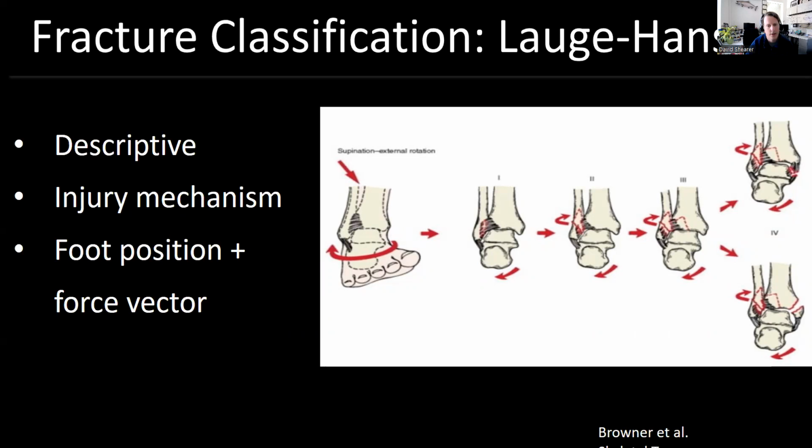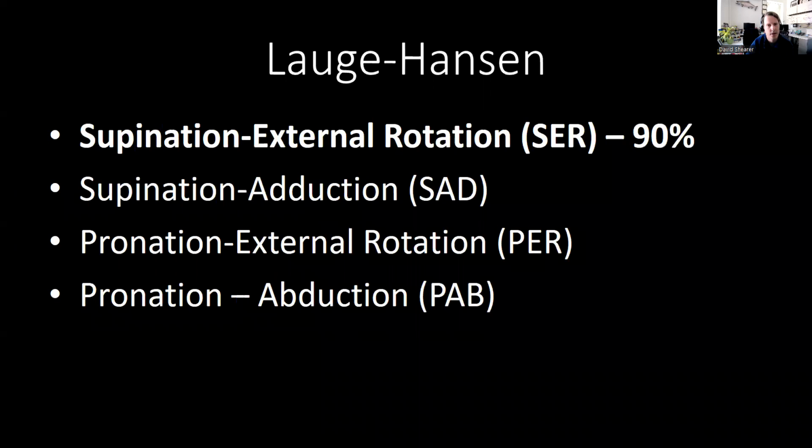The idea behind the Lauge-Hansen classification, the way it was derived, was using cadavers, and the cadaver's foot was placed in a position, either supination or pronation, and then a force was applied, which could be external rotation, abduction, or adduction, and this led to reproducible fracture patterns. The four Lauge-Hansen classifications are shown here. And it's worth noting that the most common by far is the supination external rotation variant, which accounts for about 90% of ankle fractures.